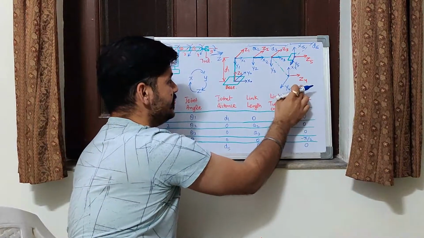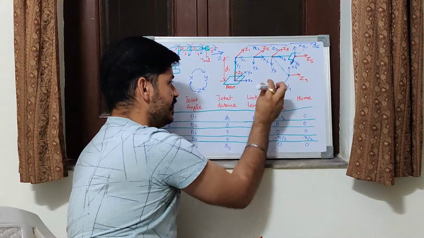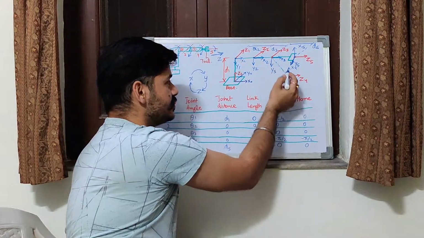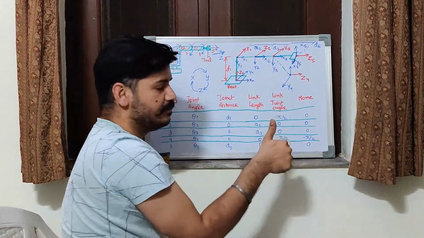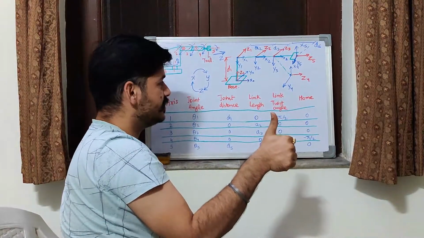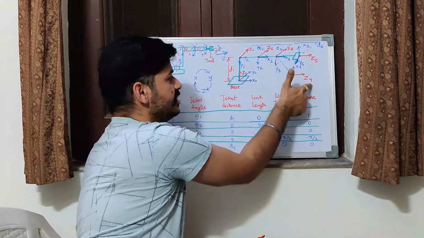Now moving on to the next one, along x4, is there any angle between z3 and z4? As you can see, z3 is pointing inside and z4 is towards the right, so there is an angle between these two. Now we have to calculate what the angle is. So you have to point your thumb towards the x-axis, that is x4, and you have to move z3 in order to align with z4.